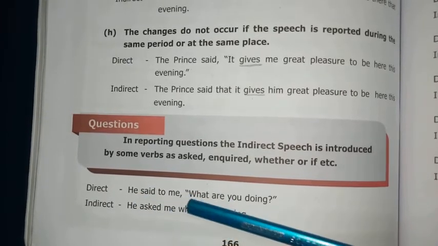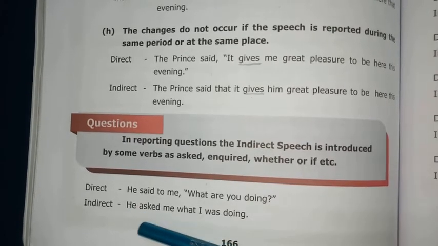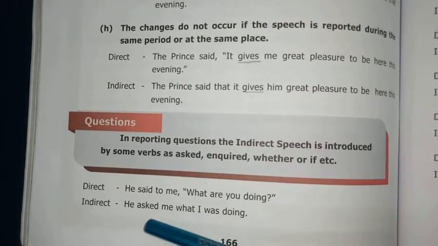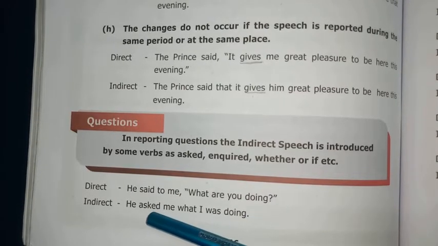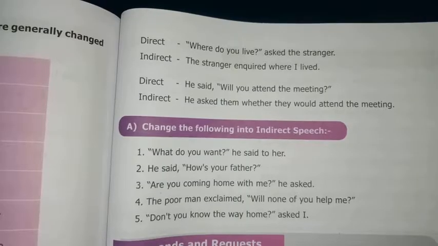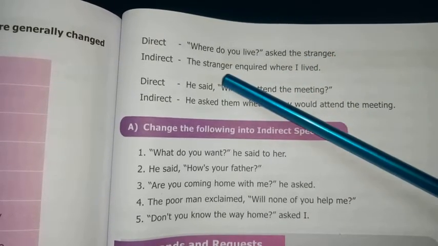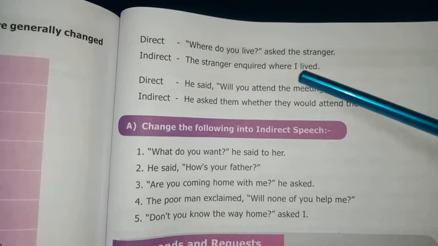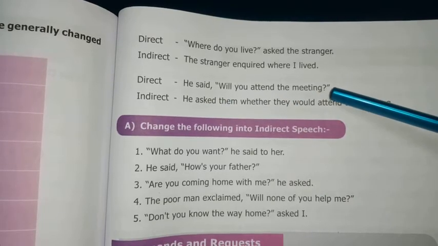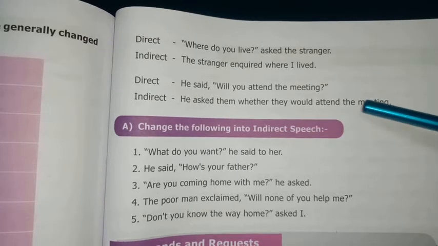He said to me, "What are you doing?" In indirect speech, he asked me what I was doing. Here, asked is the reporting verb used in questions. "Where do you live?" asked the stranger. The stranger enquired where I lived. He said, "Will you attend the meeting?" He asked them whether they would attend the meeting.